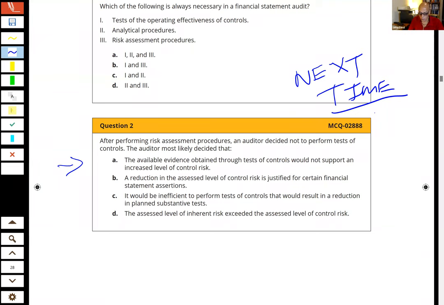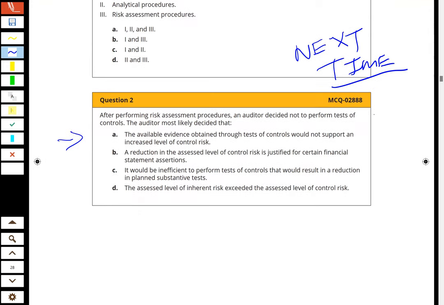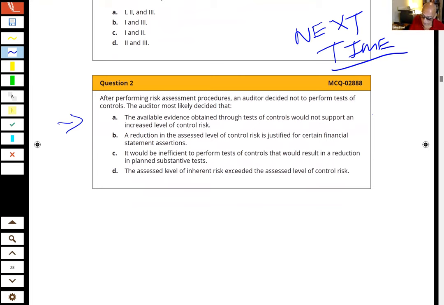After performing risk assessment procedures, an auditor decided to perform tests of controls. So let me ask you this. If the auditor decided not to perform tests of controls, what does that potentially mean? Control risk is pretty low, if you decided not to test the controls?